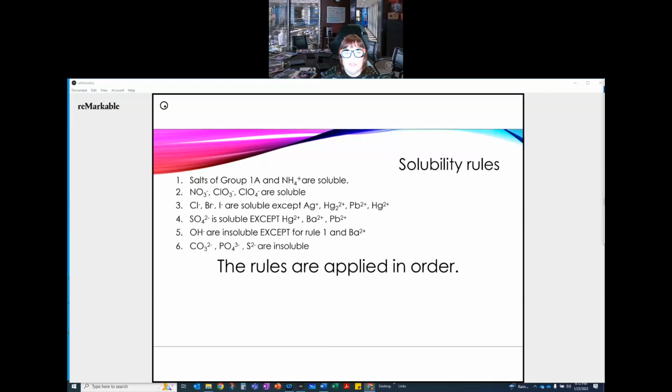So here are my solubility rules. Salts of group 1A and NH4+ are soluble. Now, give me 2 seconds because I really need to find a periodic table to be able to do this. So pull one up.